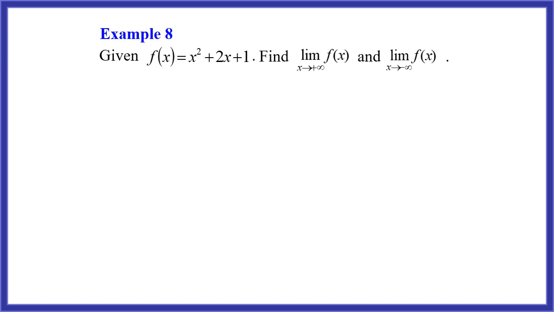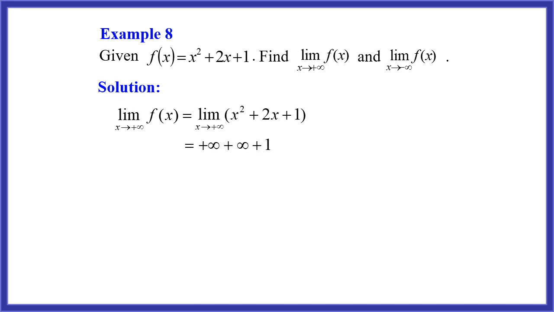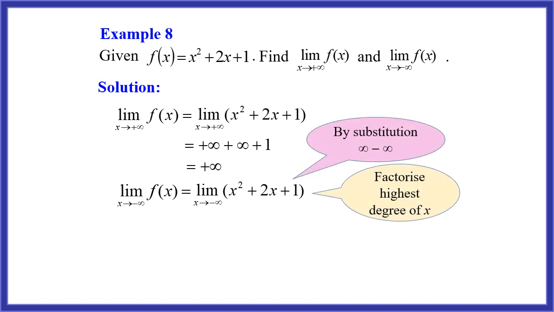Example 8. Given f(x) equals x squared plus 2x plus 1, find the limit of f(x) as x approaches infinity and the limit of f(x) as x approaches negative infinity. As usual, for the quadratic function, we substitute the value: positive infinity squared will be positive infinity, plus 2 multiplied by infinity will be positive infinity, and plus 1. So it's positive infinity, a really big number. Okay, how about f(x) as x approaches negative infinity? If we substitute negative infinity squared, we get positive, right?